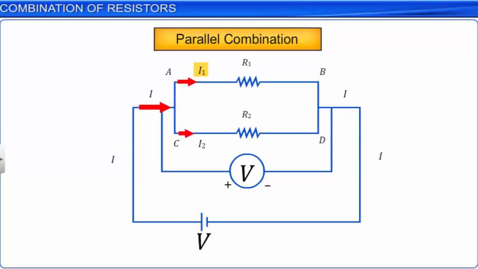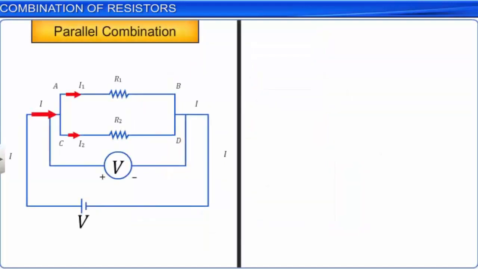I1 is the current through resistor R1, and I2 is the current through resistor R2. We can now write I is equal to I1 plus I2. Let this be equation 7. Applying Ohm's law across R1 and R2 individually, we can write V is equal to I1 into R1 and I1 is equal to V by R1. Let this be equation 8.